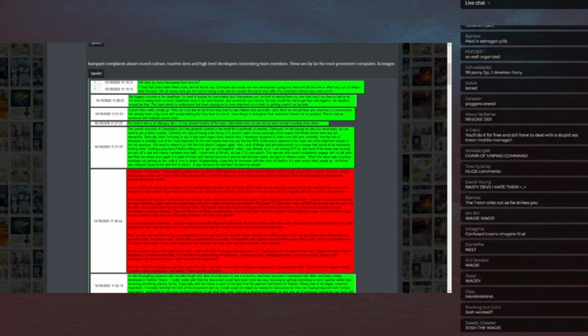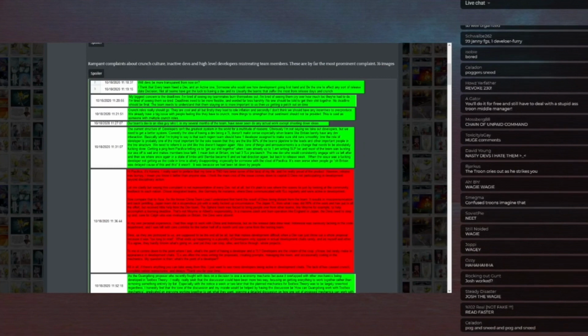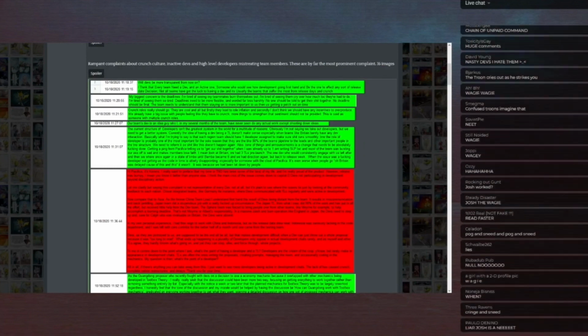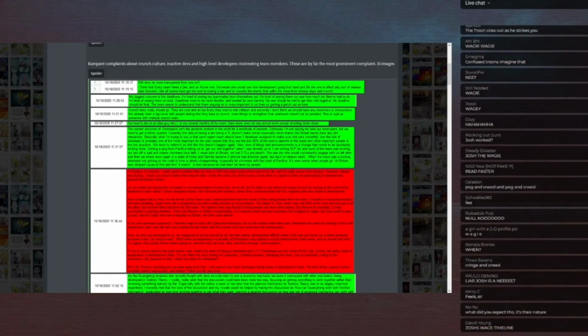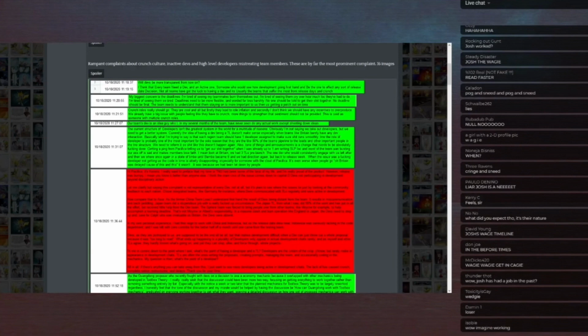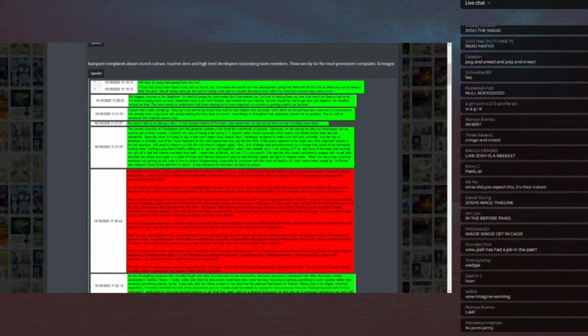I think that every team needs a dev and an active one, someone who would see how development is going firsthand and be the one to affect any sort of release date decision. Not all teams have the luck to have a dev, and usually the teams that suffer the most suffer the most from release days and crunch.